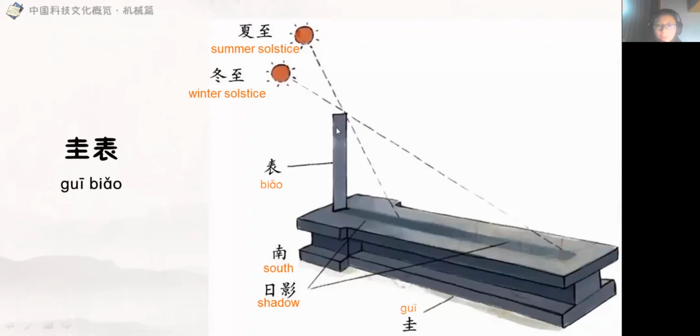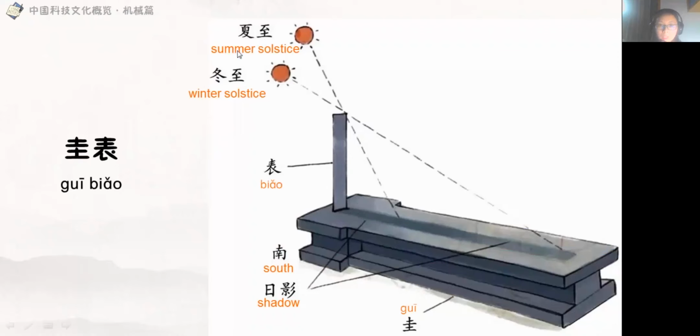And the 表, now we know 表 is watch, 手表. Here, 表 is this thing. 表 is an upright pole. It's upright. And it's placed at the southern end of the 圭. So this way is southern. And it is perpendicular, which means this angle is 90 degrees to the surface of the 圭.